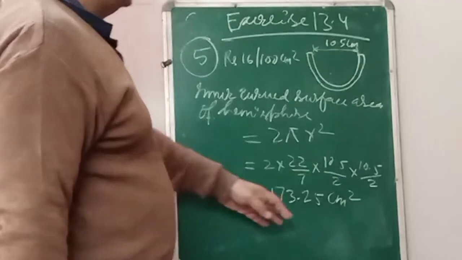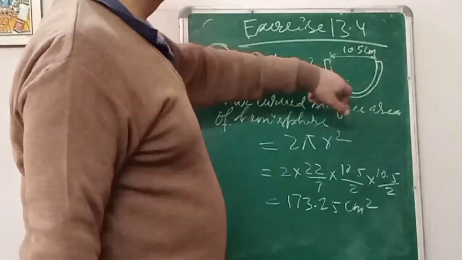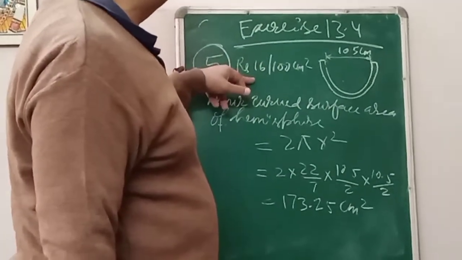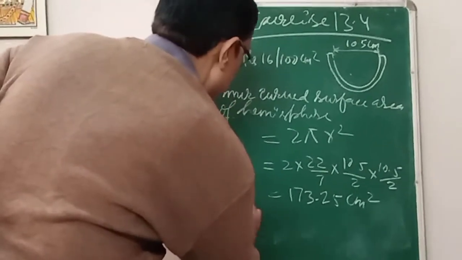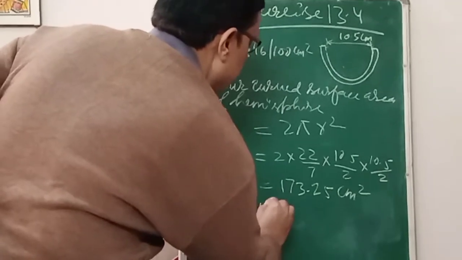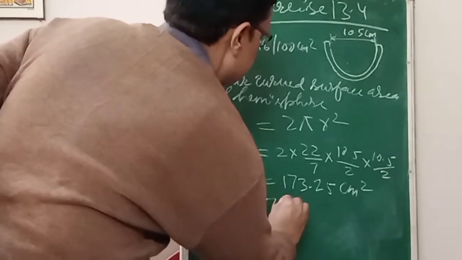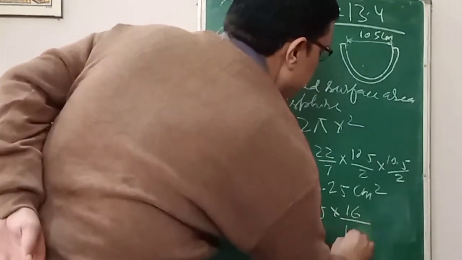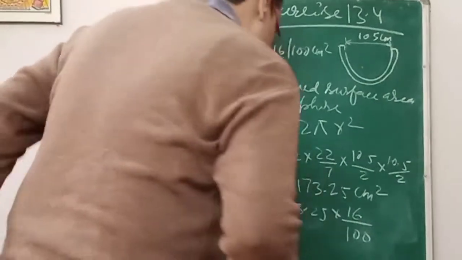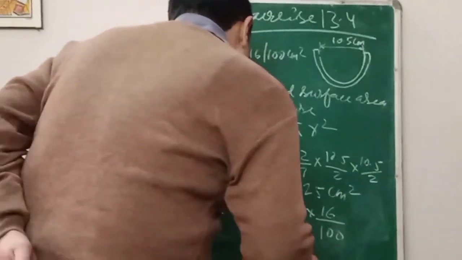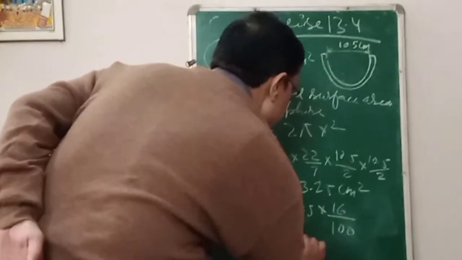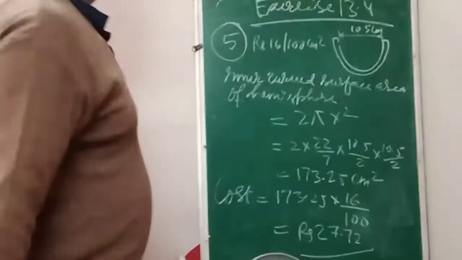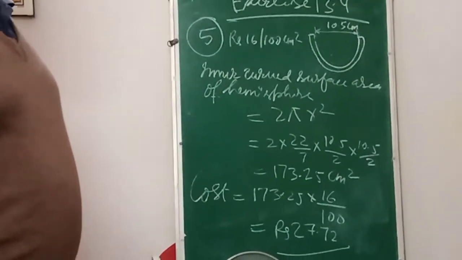Now we know the inner curved surface area, and the cost of painting is given. So how much will be the cost? Cost is 173.25 into 16 divided by 100, and this will be rupees 27.7.